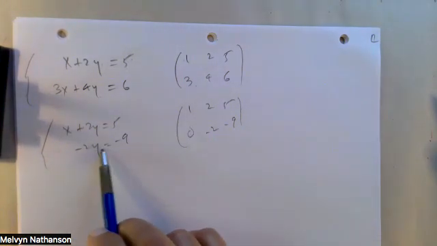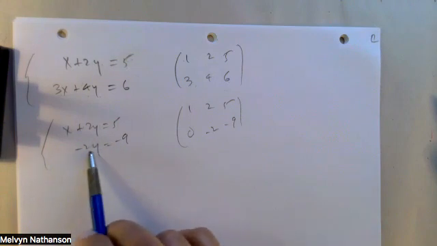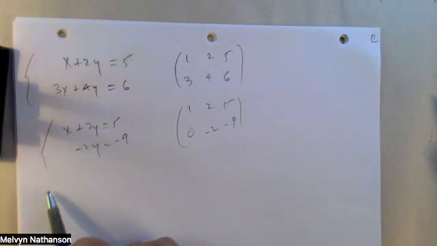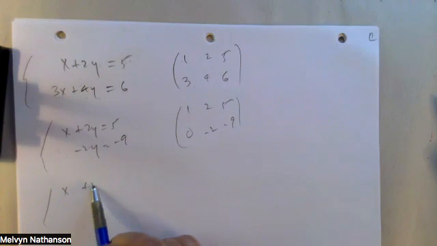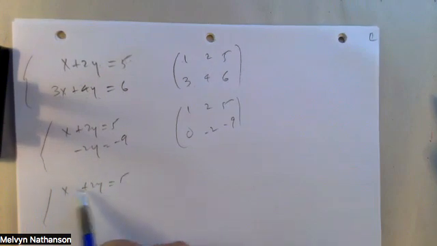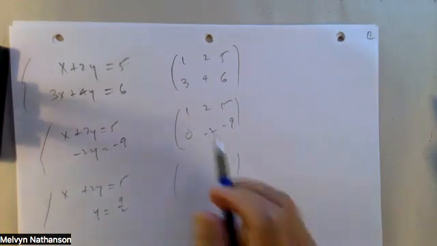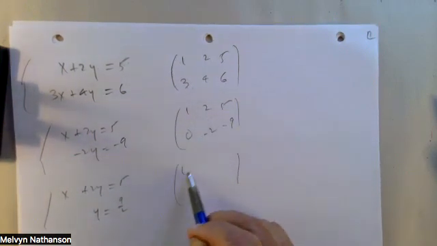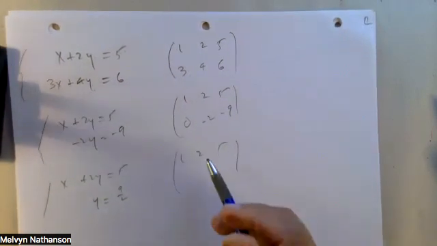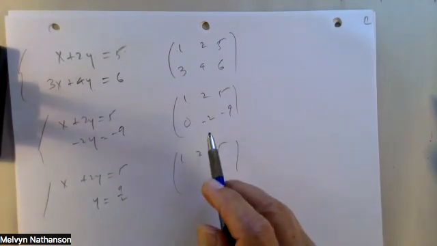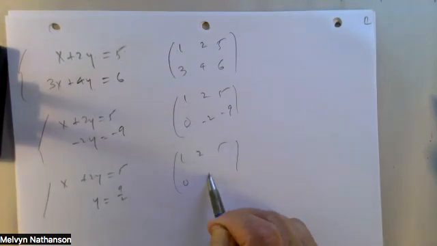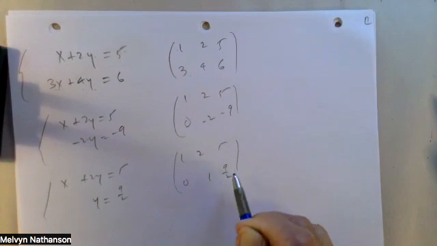Then I can multiply the second equation by minus a half. I will get x plus 2y equals 5. Multiplied by minus a half, I get y equals 9 halves. Or I could take this matrix and multiply the second row by minus a half. I would get 0, 1, 9 halves.